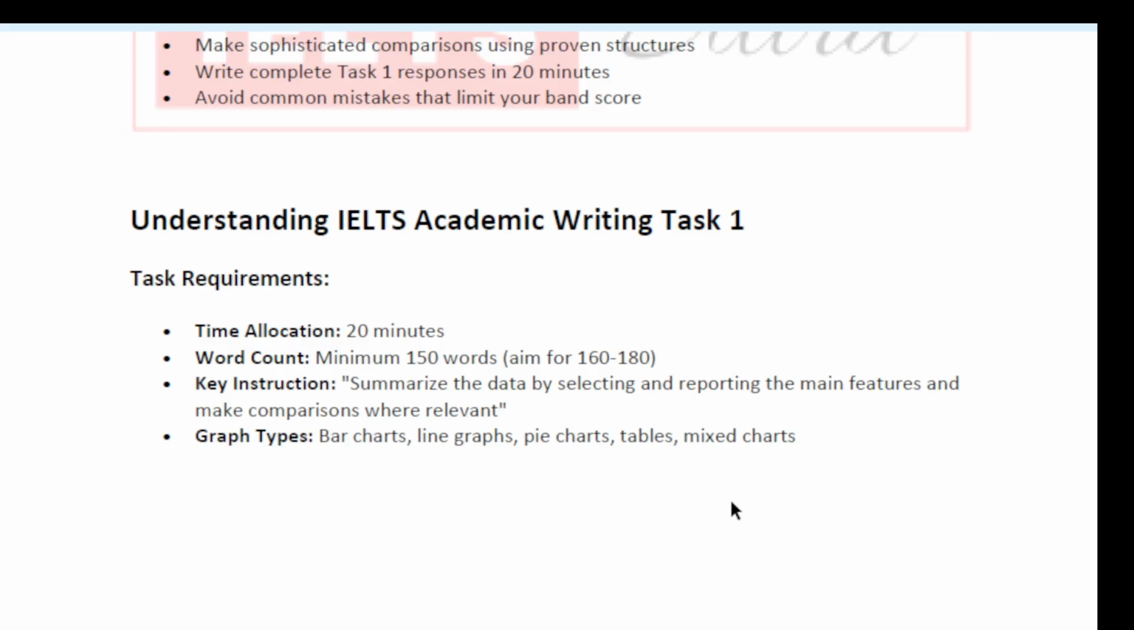Then we have different graph types. We have bar graphs, line graphs, pie charts, tables, and combinations. The techniques that we are going to discuss in this lecture will not be oriented to just one graph. You can use those strategies and formations for any type of graph that you are writing.